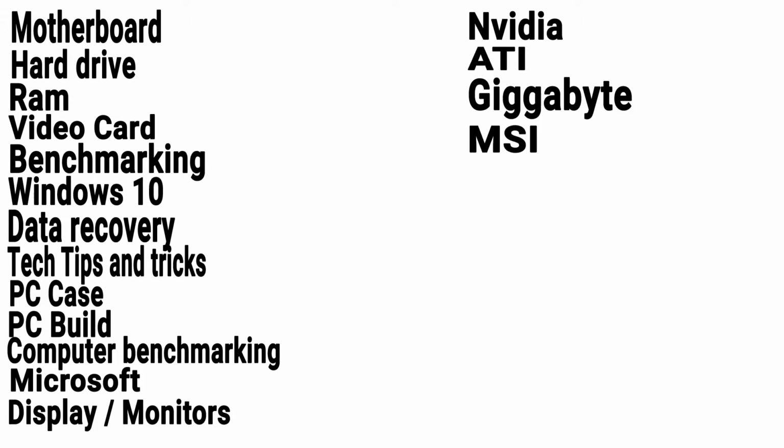These are the keywords that I'm going to use to start my new channel. I chose these keywords just based on your average PC type channel. So you've got motherboard, hard drive, RAM, video card, benchmarking. These are all keywords that you would search for if you were looking for information on how to set up, build, change, fix, whatever, any sort of PC type thing.